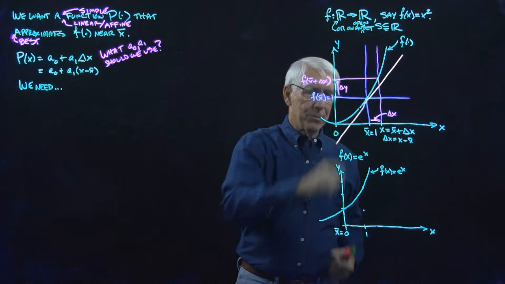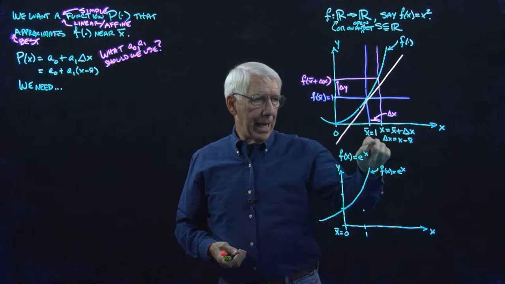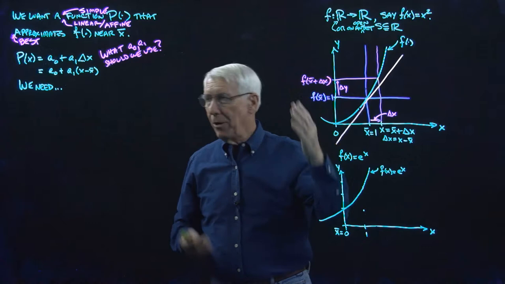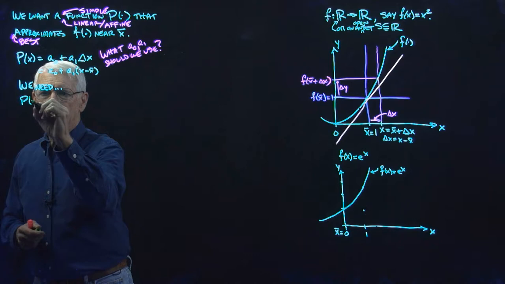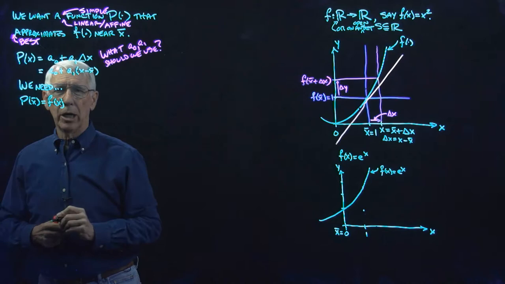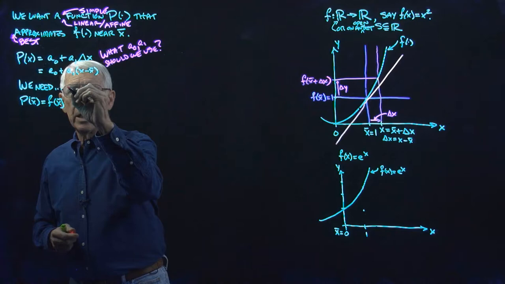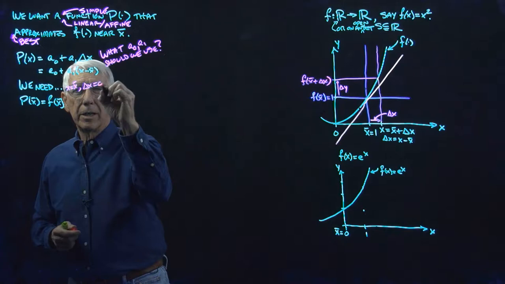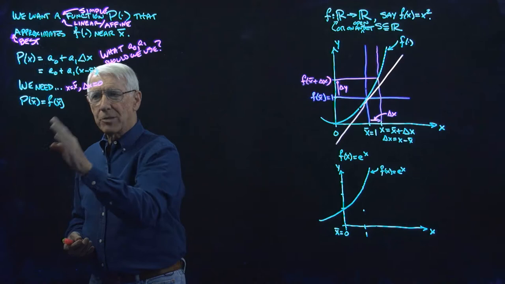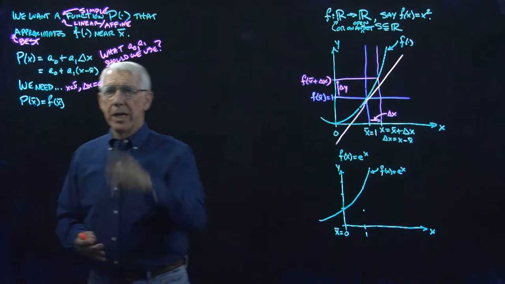I mean, it's not going to do any good if we have our approximation having a different value at x bar than the function itself has here. So the first thing to note is that surely it's got to be the case that our p at x bar is equal to f at x bar. And of course, notice that at x bar we have x equals x bar, so delta x is zero. So here we're saying when delta x is zero, when we're at x bar, the function p should have the same value as f. And of course, when delta x is zero, this is zero, so p of x is equal to a naught.